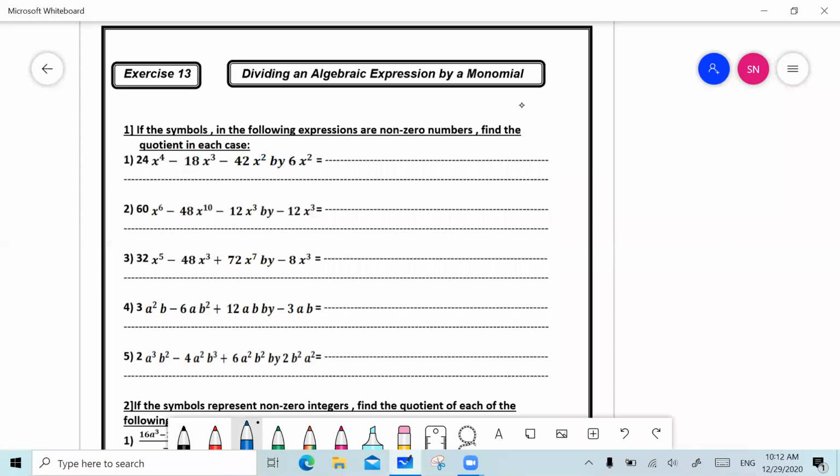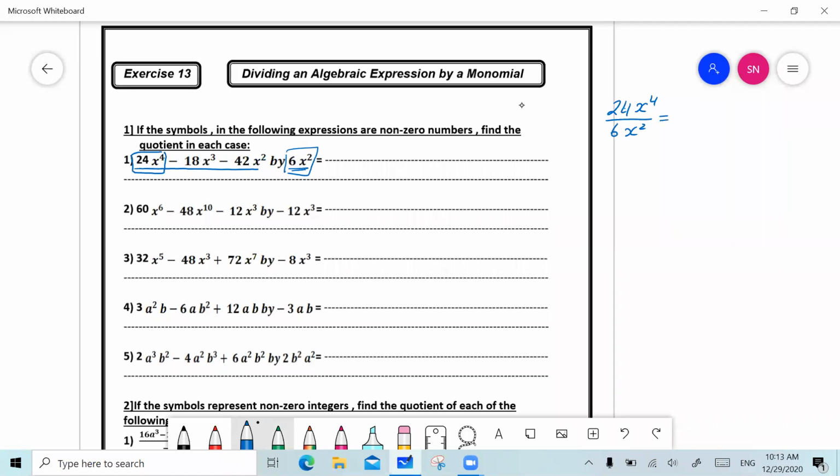Again, I have here an expression, 24x to the power of 4 minus 18x to the power of 3 minus 42x squared, and I want to divide it by 6x squared. What I should do is take each term and divide it alone by 6x squared. So I have 24x to the power of 4, and I want to divide it by 6x to the power of 2.